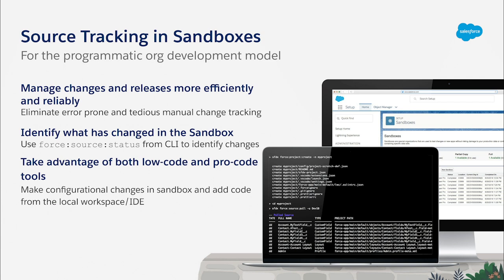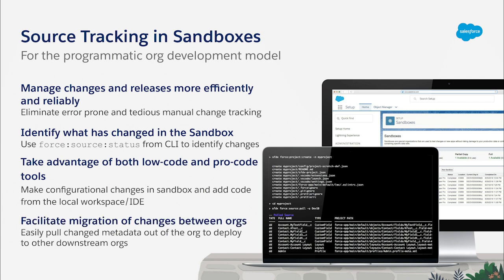Mix and match low-code and pro-code tools to make configurational changes in the org and write or edit code in your local workspace, and leave it on us to keep these two synchronized. Now, this is one of the lesser known and understood benefits of the source tracking feature. But if you come to think of it, this is so powerful.